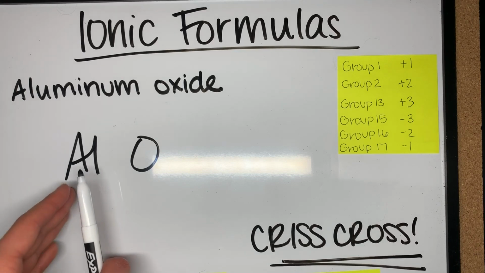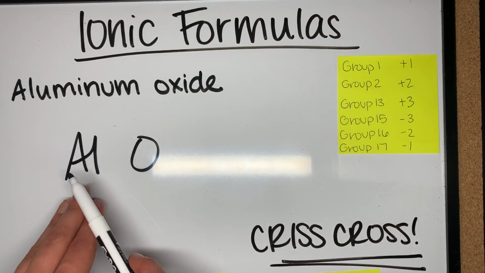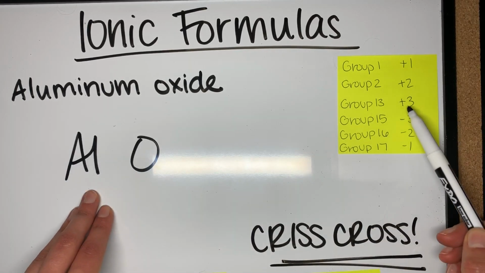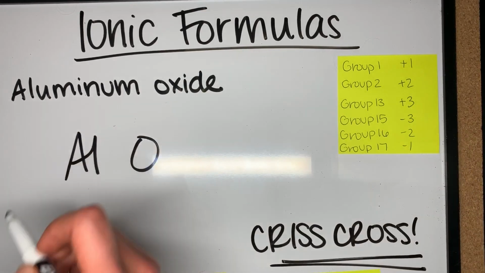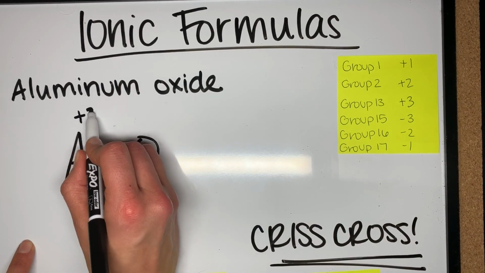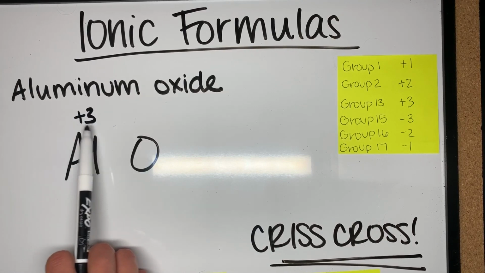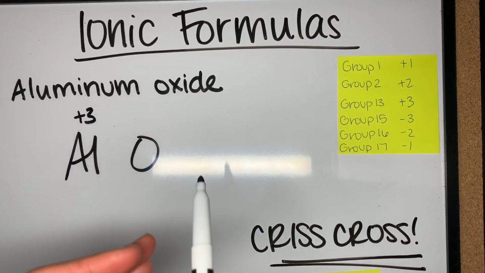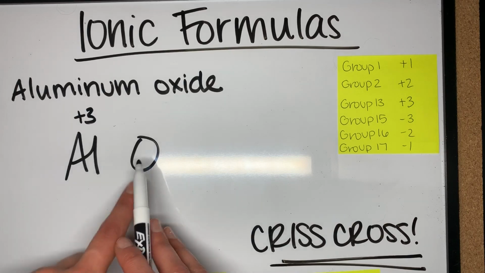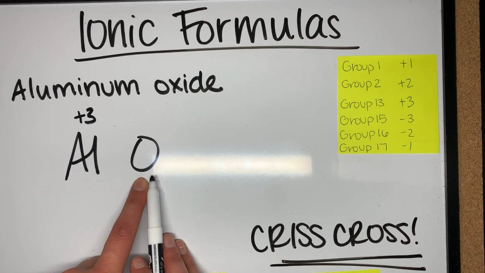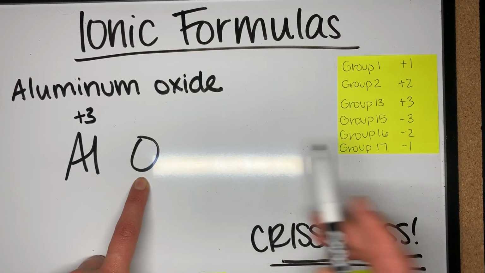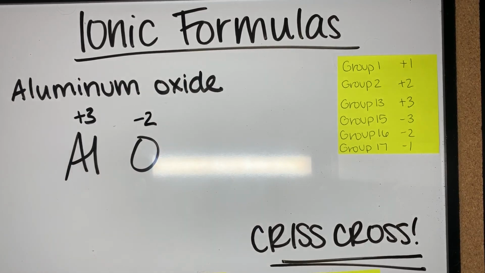So for instance, aluminum is in group 13. We know that those are going to have a +3 charge. So I just like to write it right above the symbol. This is not actually part of the formula, but we use it to figure out the formula. Oxygen is in group 16, and we know that it's going to form a -2 charge. So we write that above it.